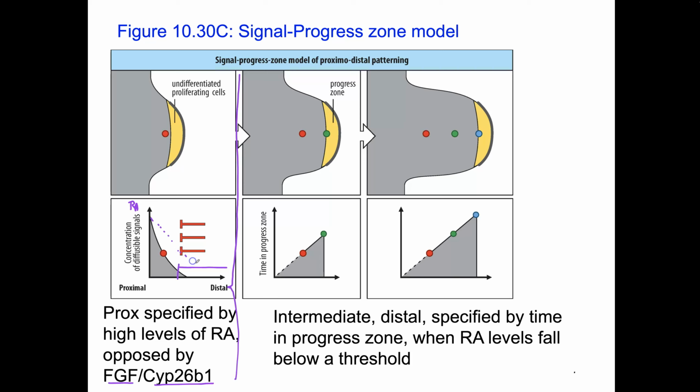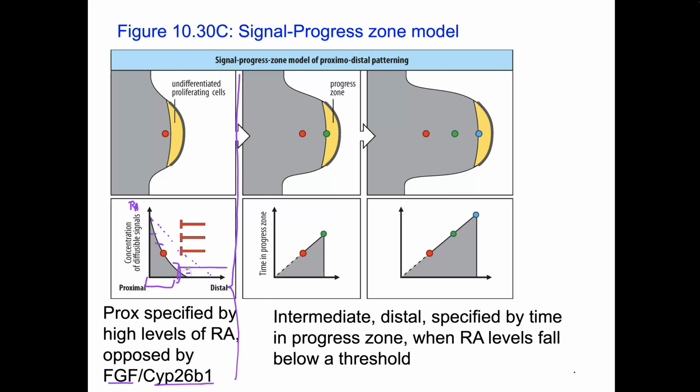One of the pieces of evidence was simply that you couldn't document this nice graded distribution, which is what you might expect from the previous two-signal model. And so the idea was the proximal region has high levels of retinoic acid, and the more retinoic acid you have, just like in the previous one, the more proximal your structure is. And so in just the proximal part of the limb bud, you can form the humerus or part of the humerus based on levels of retinoic acid.